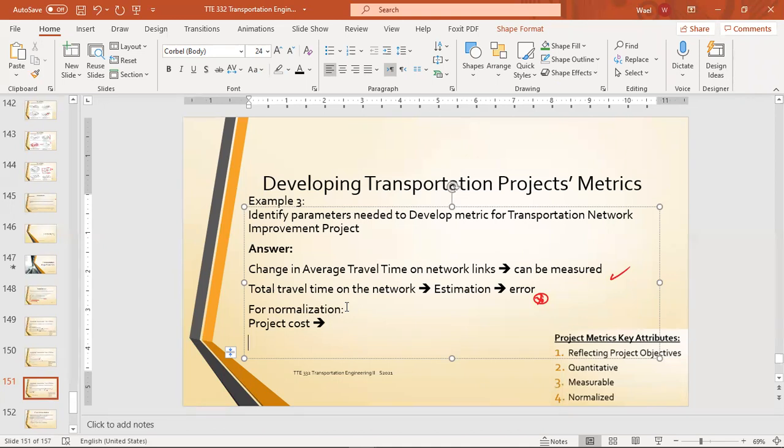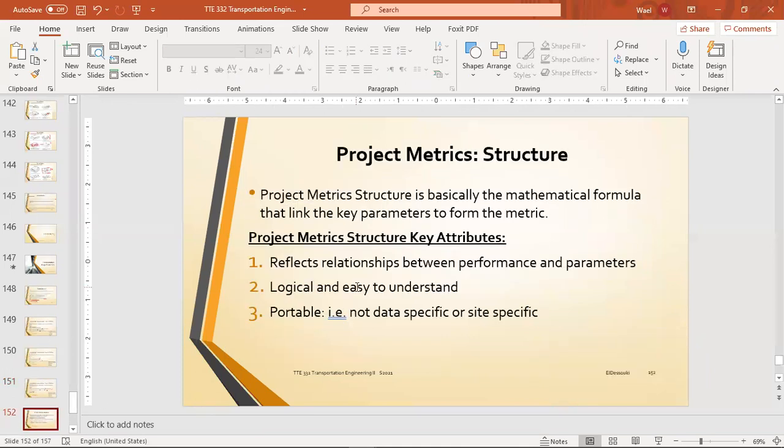Okay, that's good. So now we move to the structure. How can we structure the metric? Actually, I'm going to stop here, and tomorrow, inshallah, we're going to continue on the structure. Any questions so far?